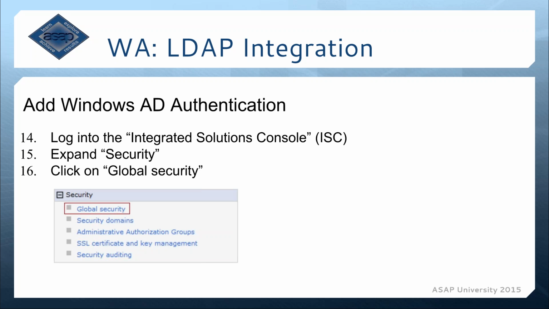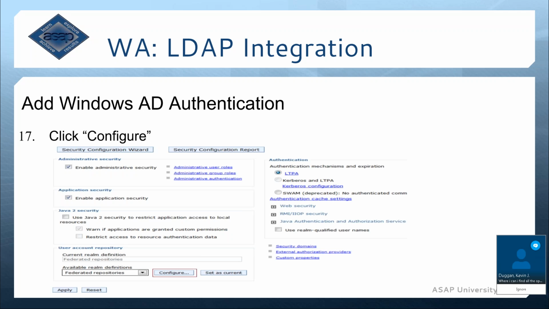And now we're going to do the connection to the LDAP server. So you log back into your integrated solution console, you expand security, go to global security. And by the way, this example is with TDWC 8.6, but I've noticed that it doesn't seem like it changes much between versions. So hopefully yours will look a lot like this.